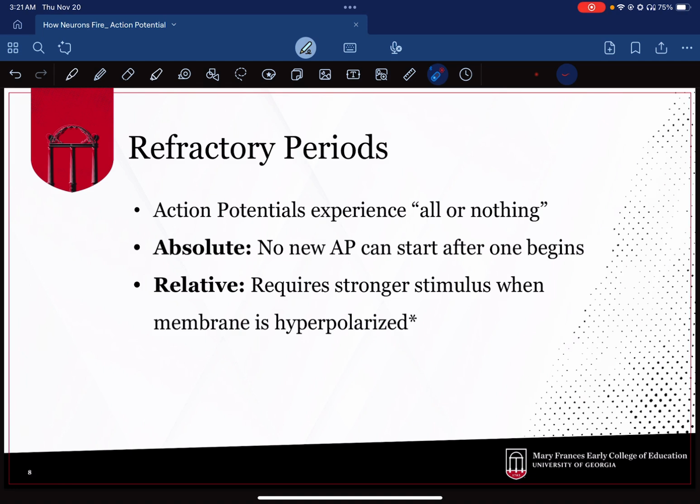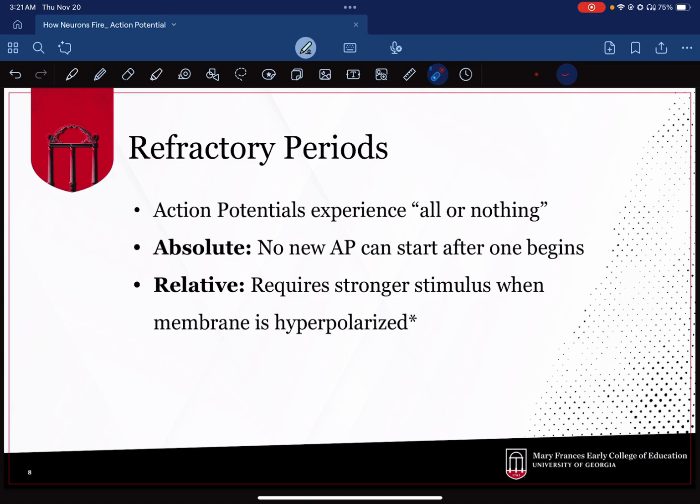Let's go into refractory periods. Now that we've gone over the steps of an action potential, let's go through the specifics of an action potential. Action potential is experienced in all or nothing. And all or nothing basically means that once our action potential starts, there is no stopping it.